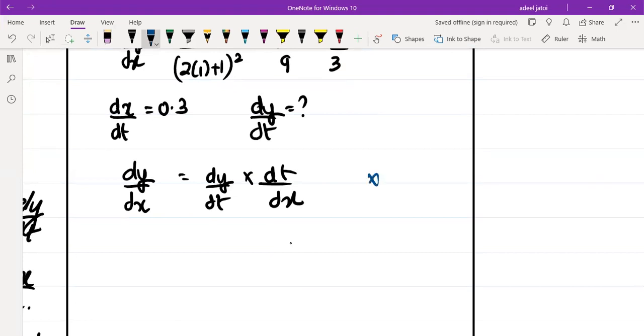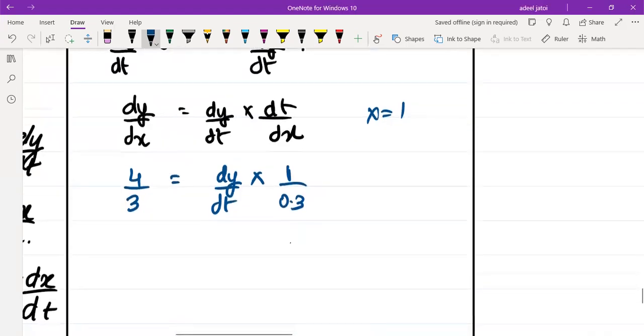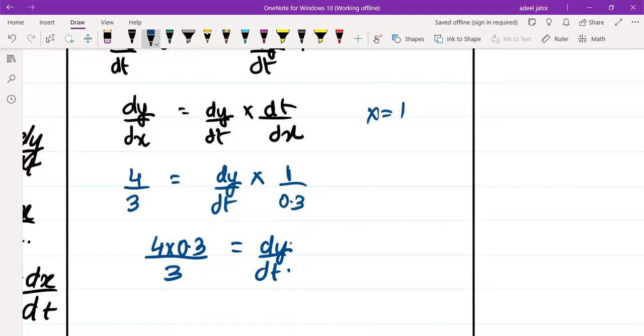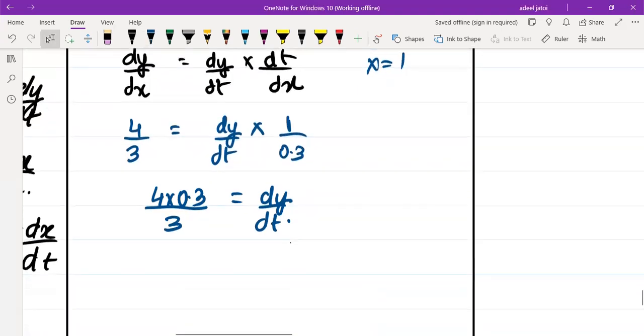Now we know that when x is equal to 1, 4 upon 3 is the gradient. You do not know dy upon dt, but you know dx upon dt. But in this, you have dt upon dx, so this should be 1 upon 0.3. So 4 multiplied by 0.3 divided by 3, you will get dy upon dt. The answer for this, when you multiply 4 into 0.3, is 12 into 10.